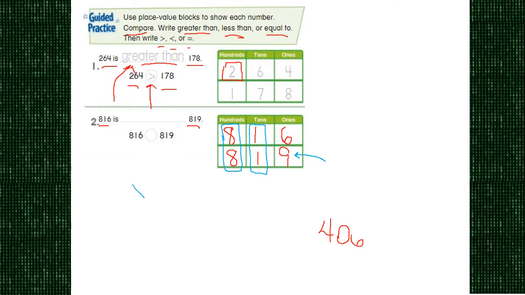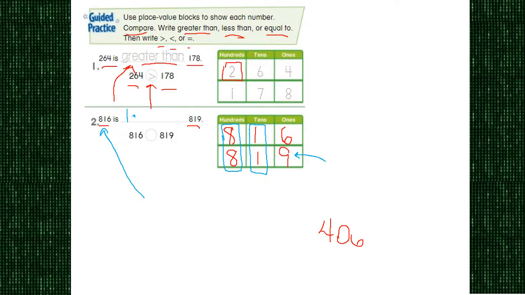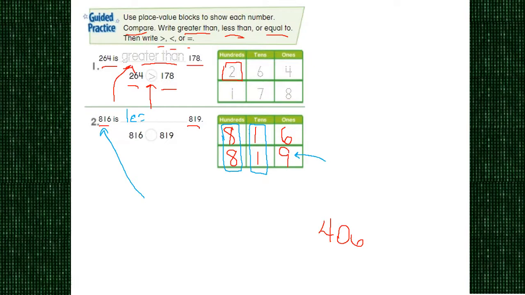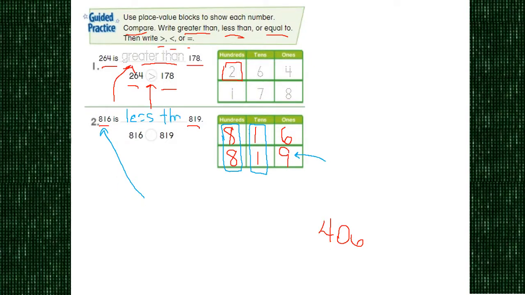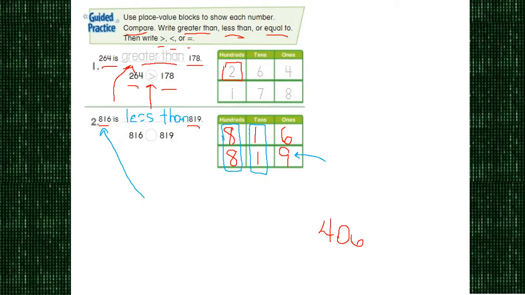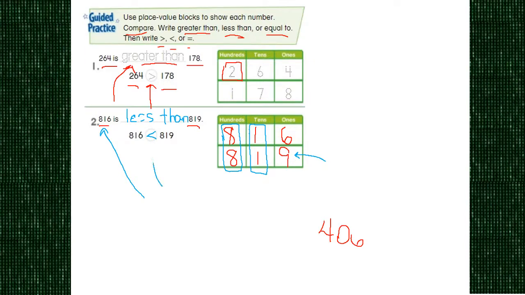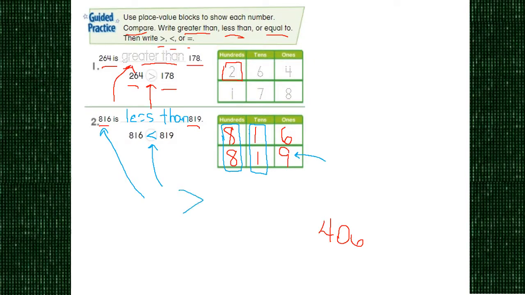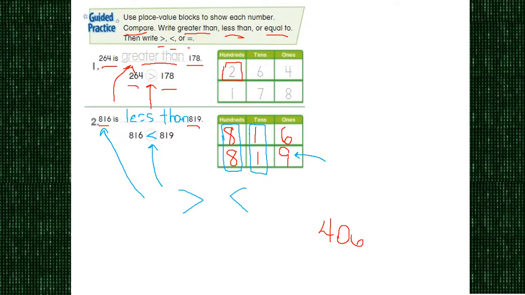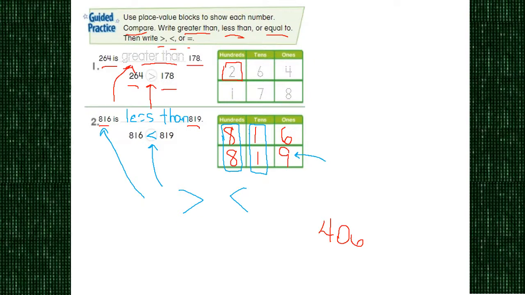Now, number 2 begins with 816. So we're going to say 816 is less than 819. Okay, and we're going to use the less than symbol. It is very, very easy to get these confused. You just have to practice. Greater than, less than. Okay? All right. Make sure you have this completed in your book.